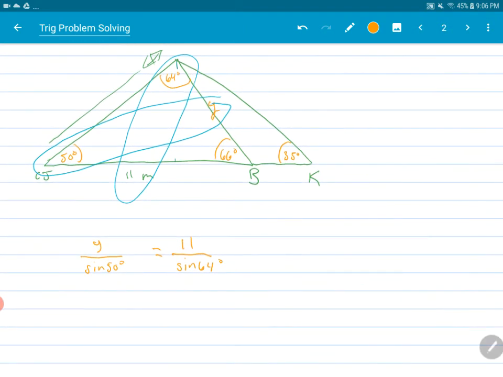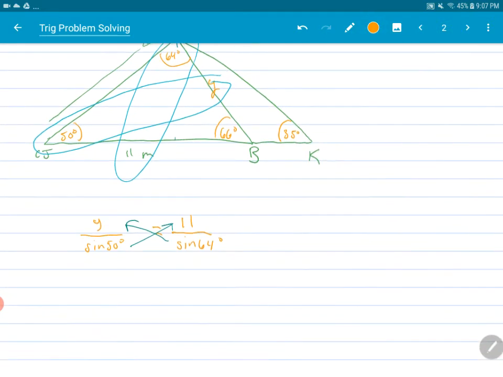So just like in the last question that we did, since we have two fractions separated by an equal sign, we can do our cross multiplication. It makes our lives so much easier. So this is going to turn into y sine 64 equals 11 sine 50. Perfect. We are trying to get this y by itself, so we're going to divide both sides by sine 64. Plug it in your calculator, test it out, and we will end up with 9.4 meters.